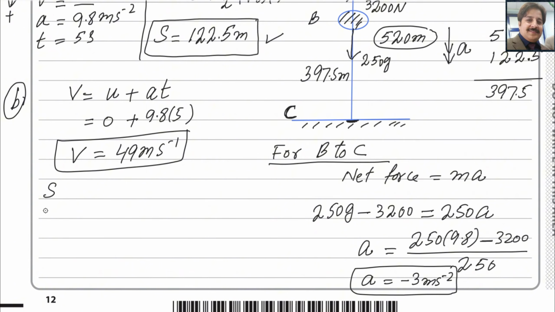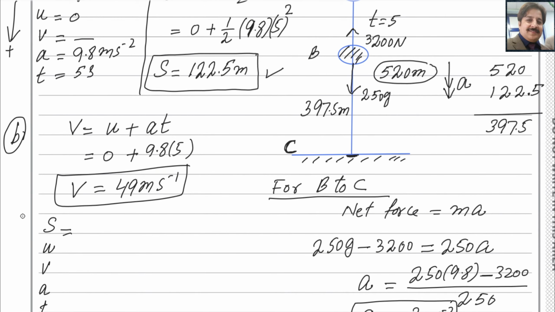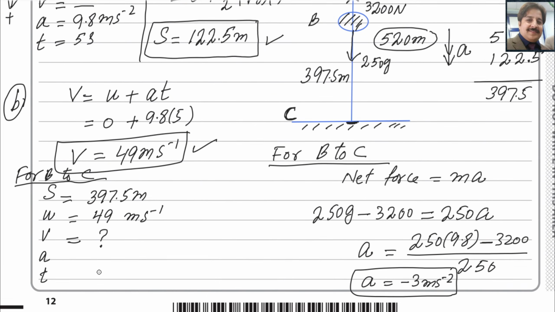Again you can write the values for SUVAT. The distance from B to C, this is for B to C. The distance from B to C is 397.5 meters. We already got that one. And the initial speed at point B will be the final speed from before. This one will be the initial speed for B to C, for sure. That will be 49 meters per second. And the final speed you need to find here.